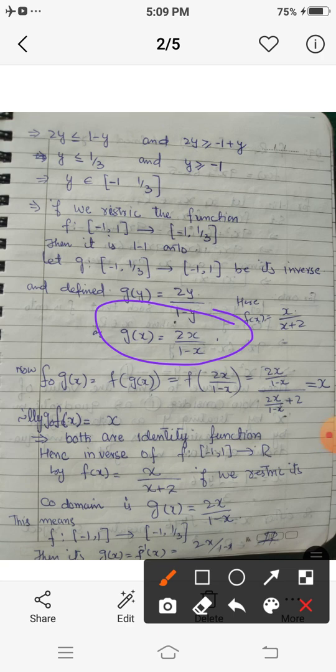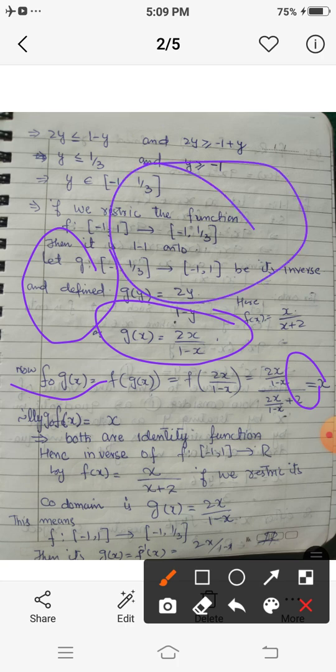If we compose this function with f, that is f(g(x)), simply by the definition of f and g, it is x, the identity function. Similarly g of f, that is gof, is also the identity function. Now when both composite functions are identity functions, this implies that g is the required inverse of f from [-1, 1] to [-1, 1/3], given by 2x/(1-x). So this is the required inverse of this function f.